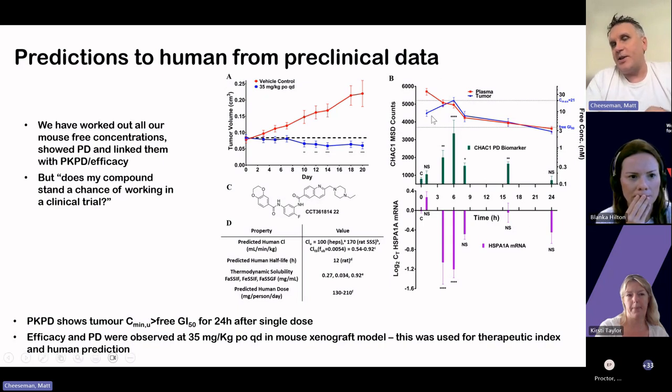So as you can see within the tumor, as the concentration increases up to this free Cmax of 21 nanomolar, this correlates with the maximum response of the biomarker, also at this 6 hour time point.